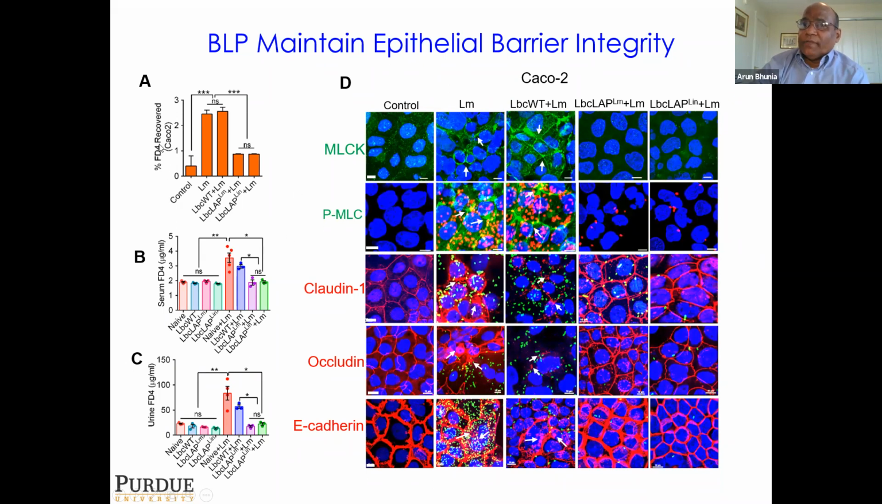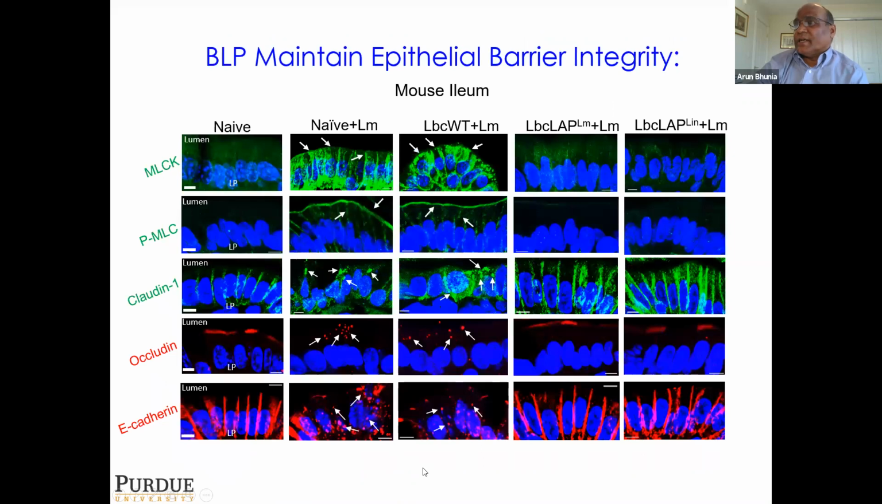So with that, it also maintained epithelial barrier integrity. We looked at FD4 in the serum level as well as in the urine, and all indications are that it maintains the barrier integrity. And if you look at the protein expression in the Caco-2 cells with these two bioengineered probiotics, you can clearly see the proteins are well maintained, whereas it is disrupted with the wild type probiotic or LM. We also showed the same result in the mouse model, in mouse ileum tissues, and you can compare this wild type probiotic versus bioengineered probiotic. You can clearly see this maintains those epithelial integrity and all those proteins.